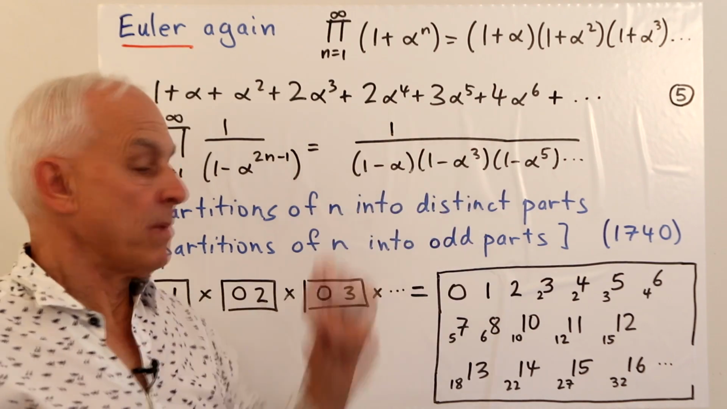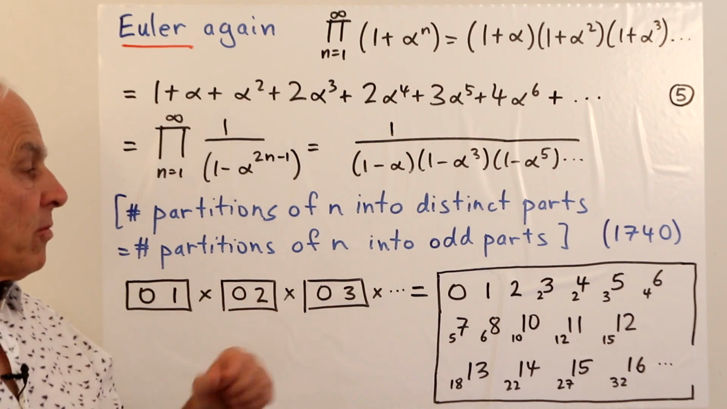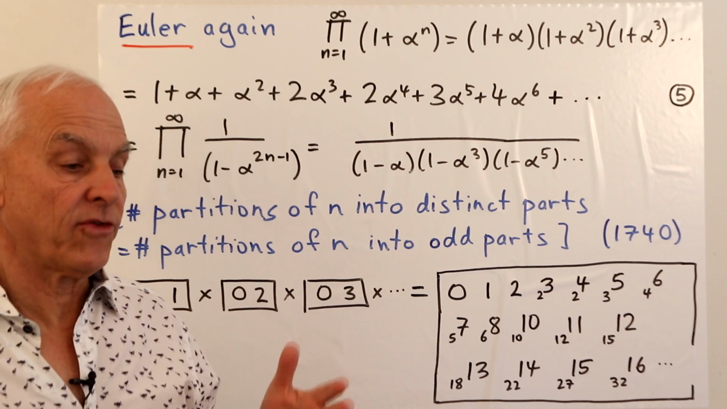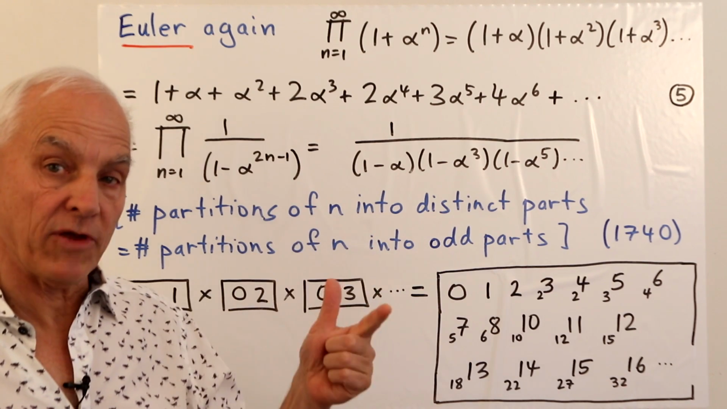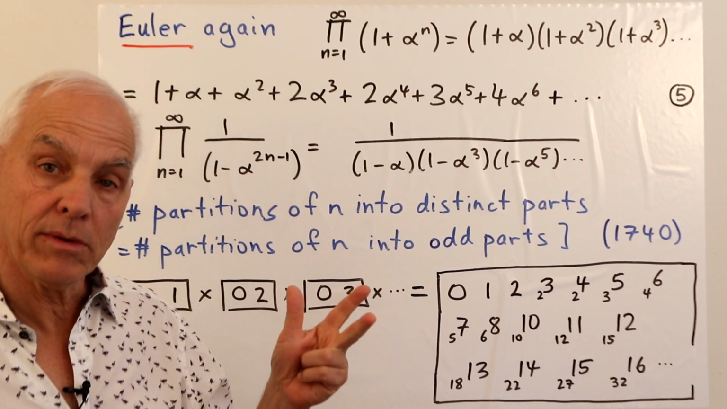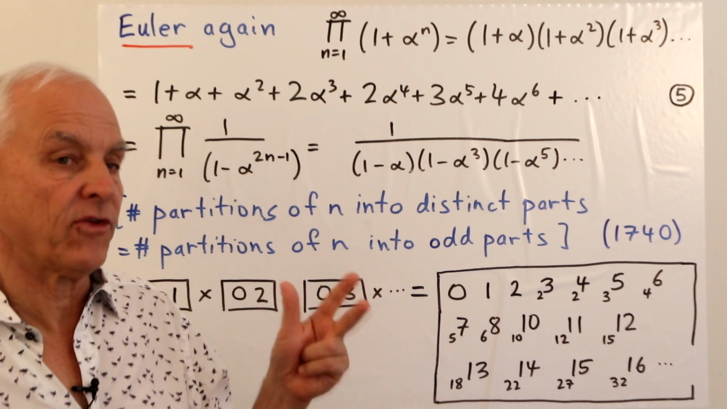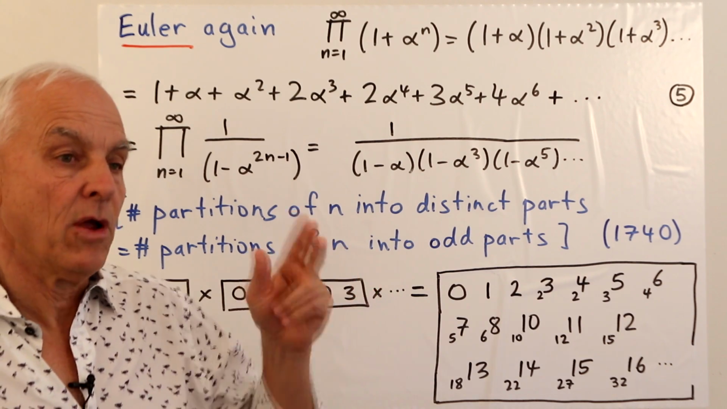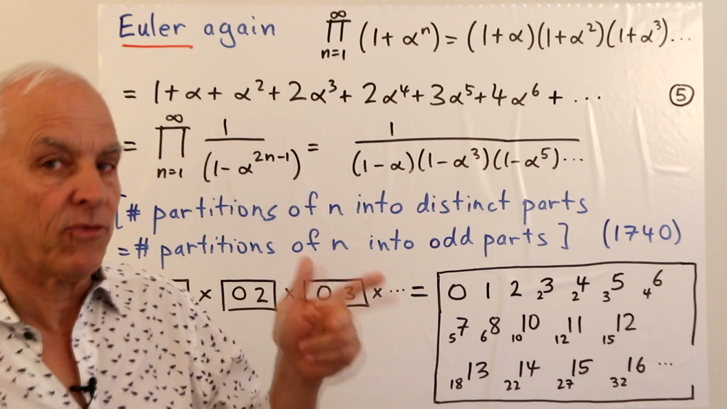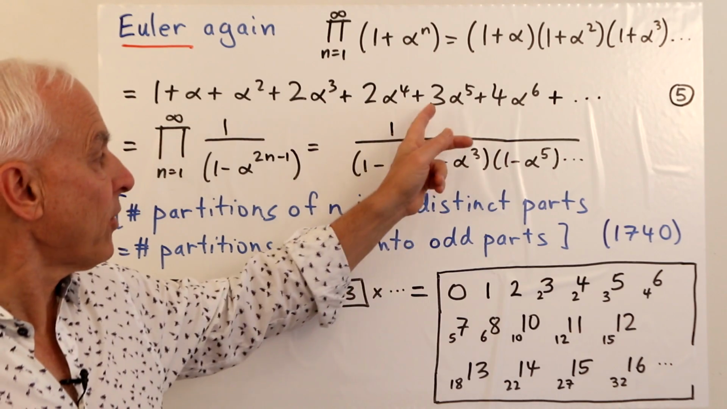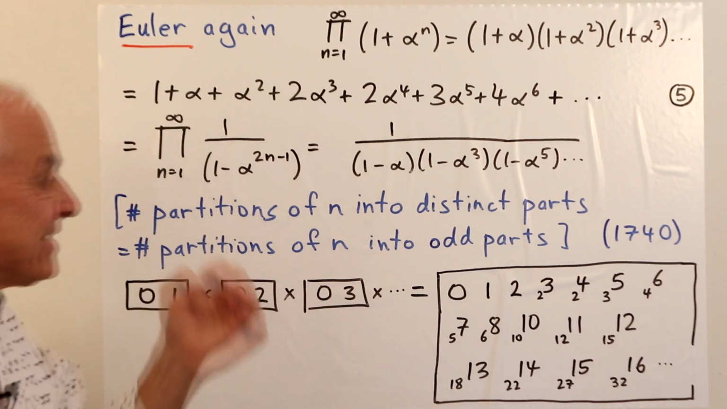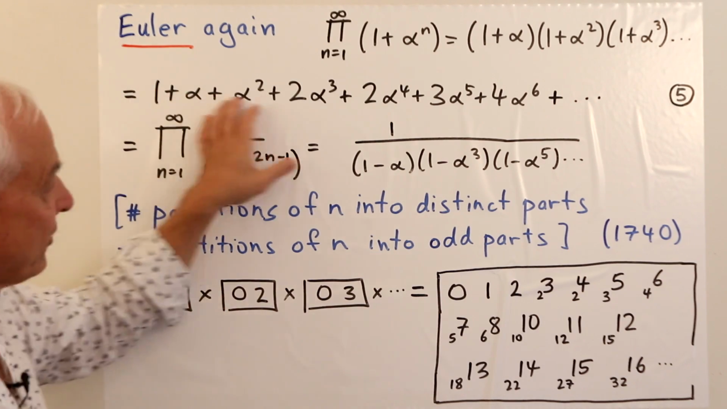So 5 can be subdivided or partitioned into distinct parts, either as 5 or as 4 plus 1 or as 3 plus 2. Okay? And the other ones don't count, like 2 plus 1 doesn't count because it has 2 repeated 2s, or 3 plus 1 doesn't count, etc. So there's only 3 partitions of 5 into distinct parts. So that's what that's counting.